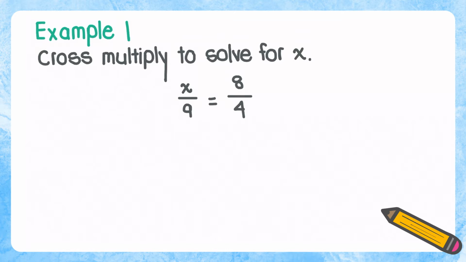We have x over 9 equals 8 over 4. We want to solve for the variable x, and we're going to use cross multiplication to do so. We multiply x and 4 together, and we also multiply 9 and 8 together. So we have x times 4 equals 9 times 8. So we've cross multiplied. So when you're cross multiplying, you want to multiply the diagonals together.